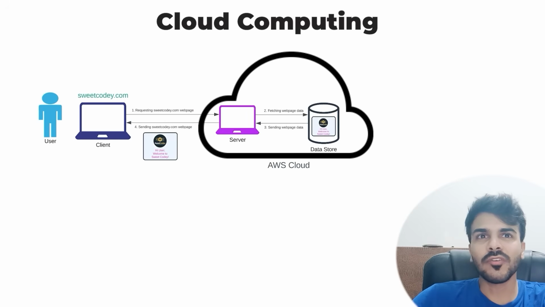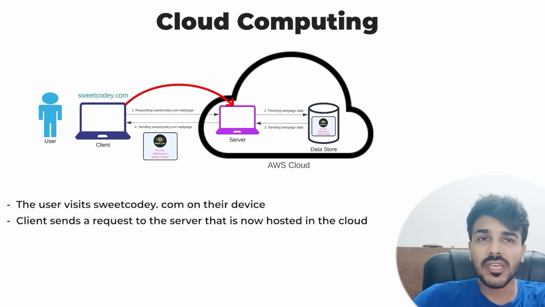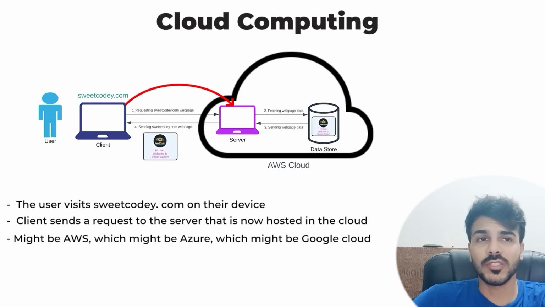So how does it work? Let's say you're trying to host sweetcody.com. The user visits sweetcody.com on their device. The client sends a request to this server that is now hosted in the cloud, which might be AWS, which might be Azure, which might be Google Cloud.